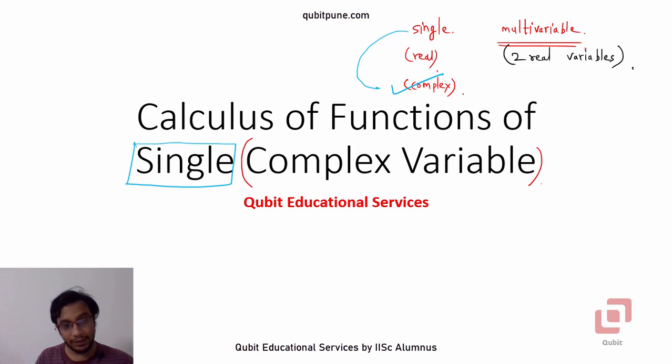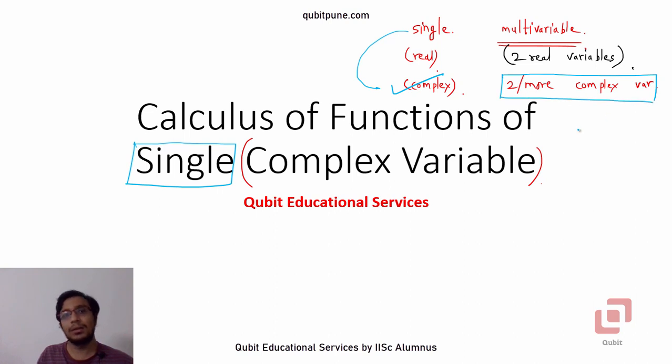And we also do have functions with several complex variables. Now, this is the topic that is beyond the scope of this course. Which one? The last one, the calculus of functions of more than one, or at least two, independent complex variables.